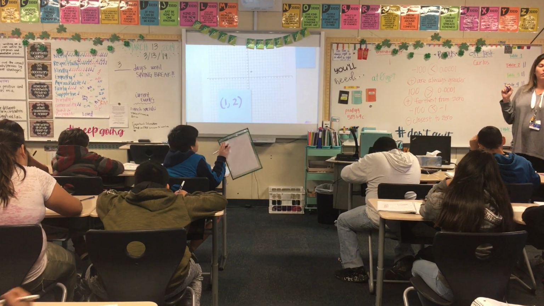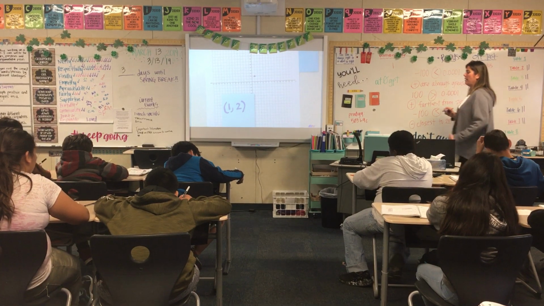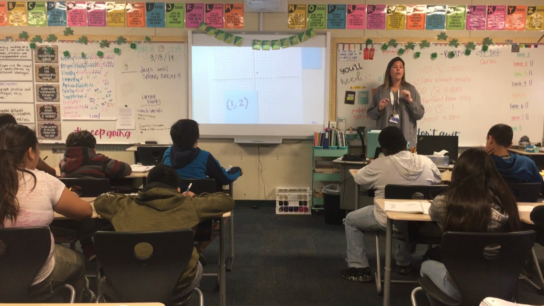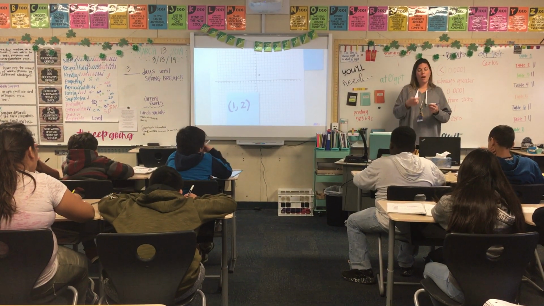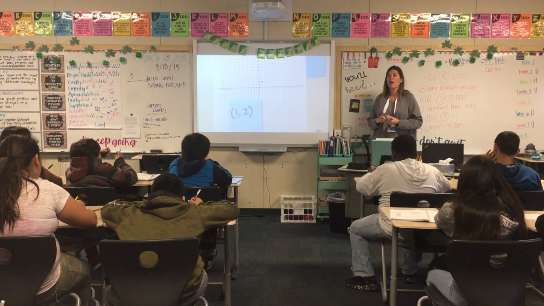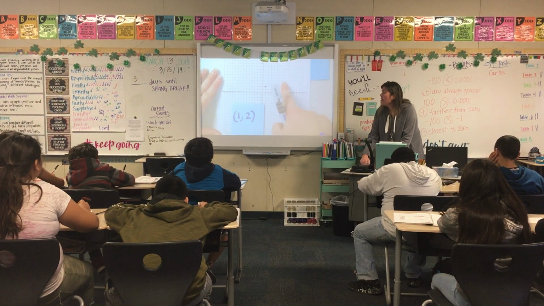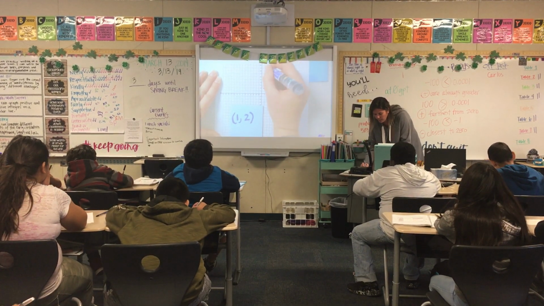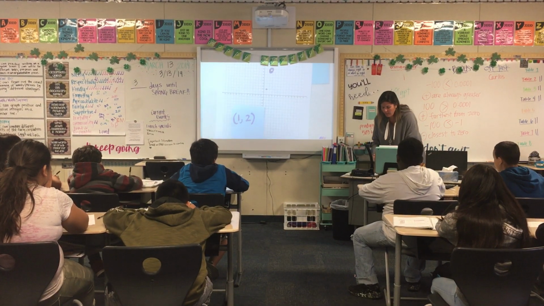Okay? The next point we're going to plot, and this is a good point to add, Mariana gave us a good idea that we should label each coordinate on your whiteboard. So we had it on our notebook, but let's label it here. So this one is what quadrant? Quadrant 1. So let me write it in.